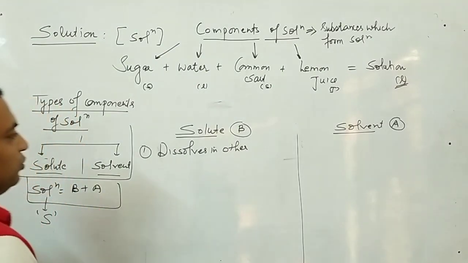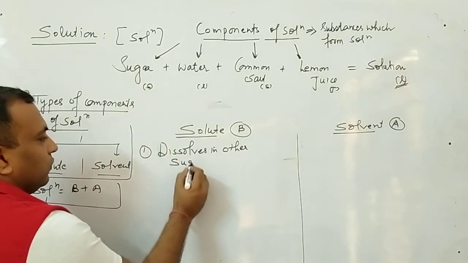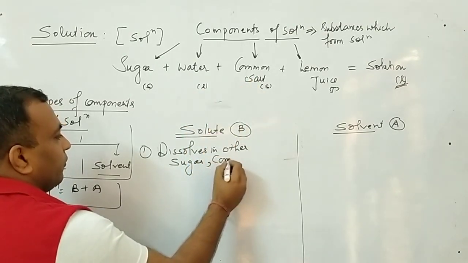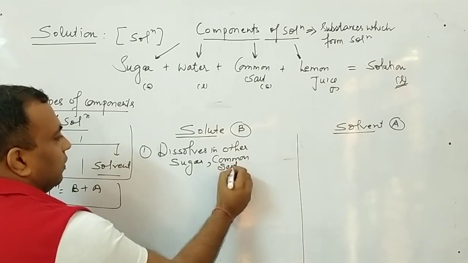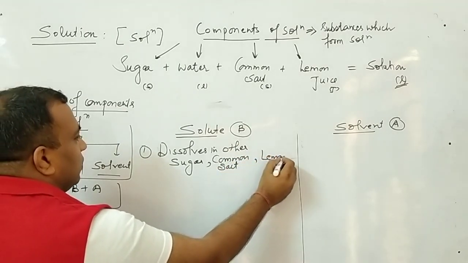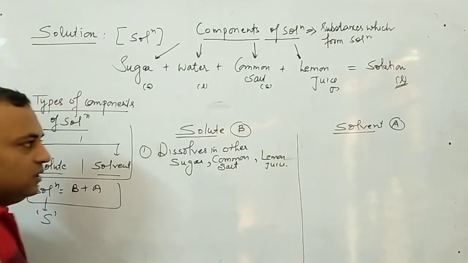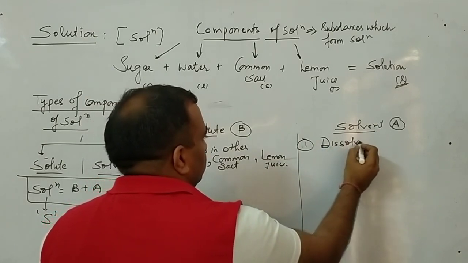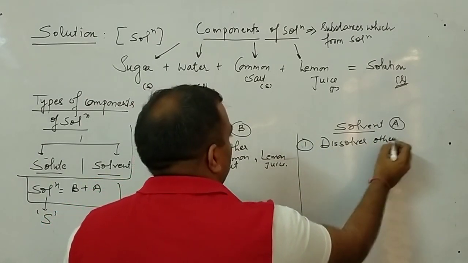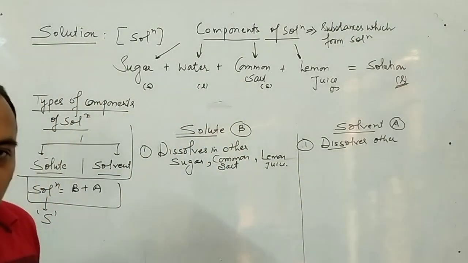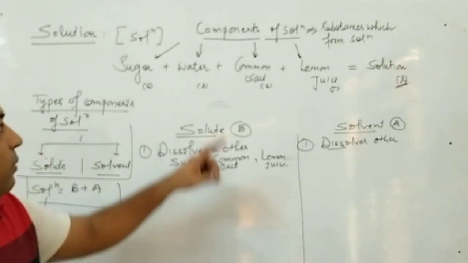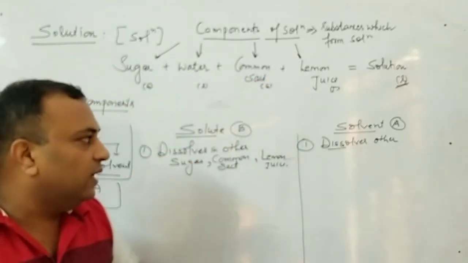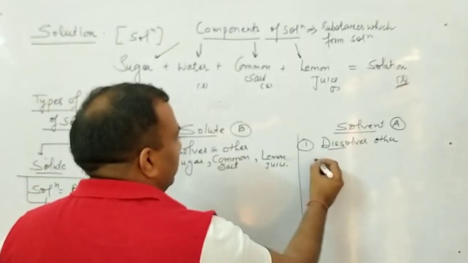So by this definition जो हमारे solutes आए, these are sugar, common salt and lemon juice. Now solvent. This is the component which dissolves other, means जो दूसरे substances को अपने अंदर dissolve करता है. तो I think this capability is only of water here, because water has the capability to dissolve sugar, common salt and lemon juice. So by this definition the solvent comes out to be water.